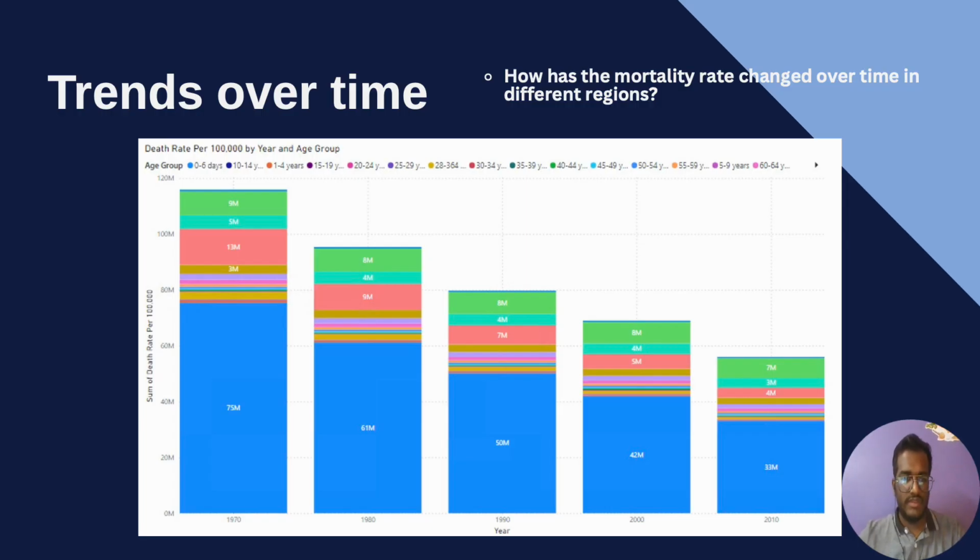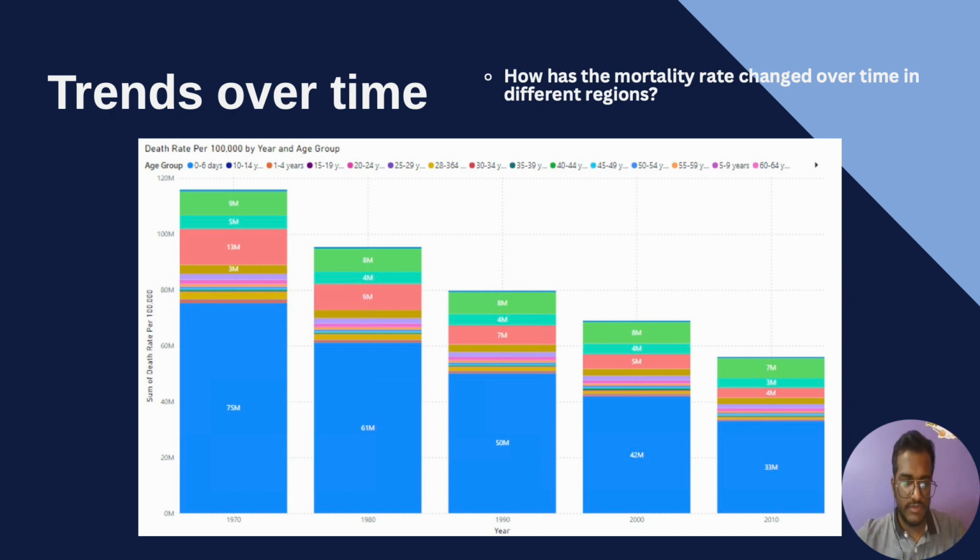Let's see trends over time. For trends over time, the first question is how the mortality rate changed over time in different regions. For this, we have used a stacked column chart in Power BI with year on the x-axis and death rate on the y-axis.